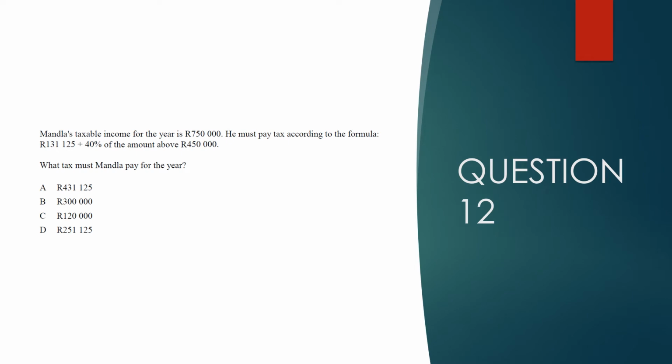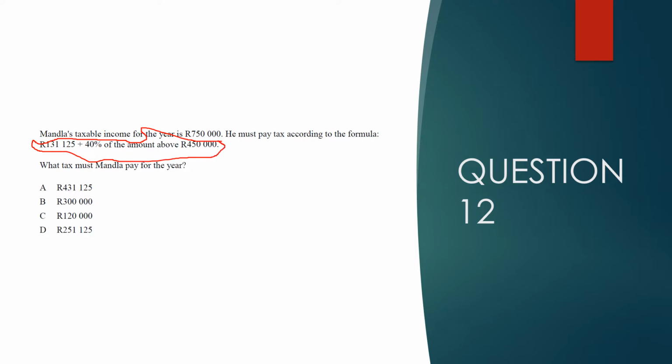Question 12 is on the tax table. They say that Mandla's taxable income for the year is 750,000. He must pay tax according to the formula, so we're supposed to calculate Mandla's tax for the year. He falls under this bracket that they have given us here.